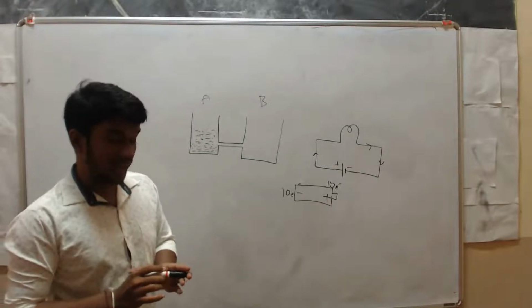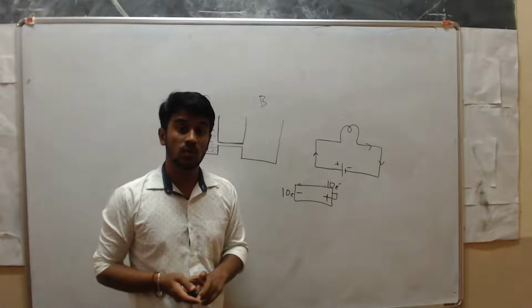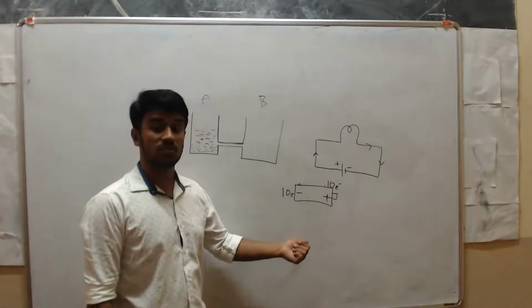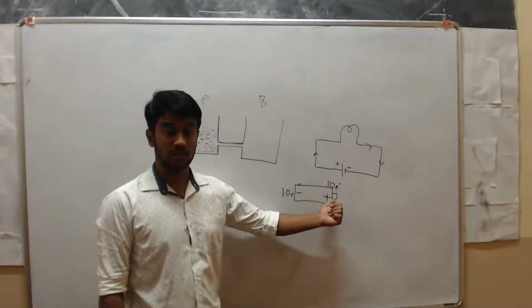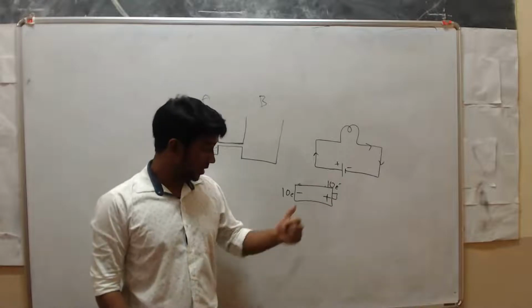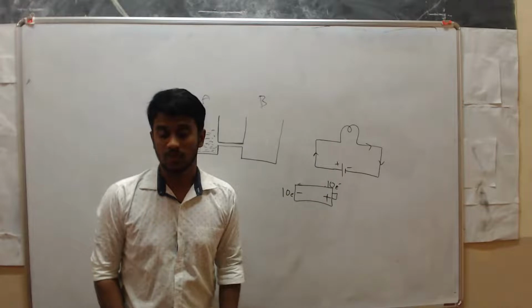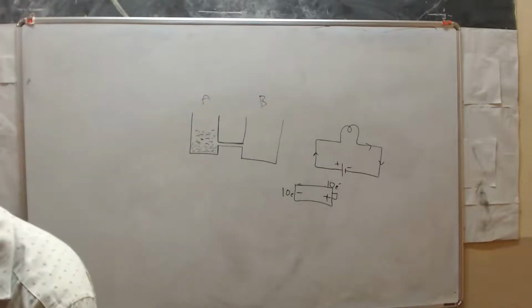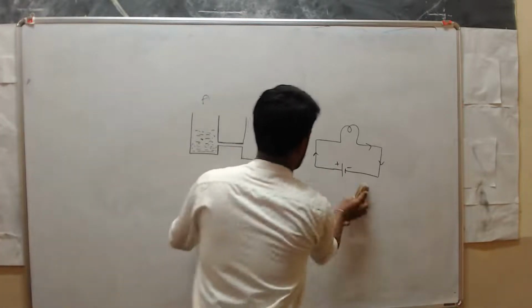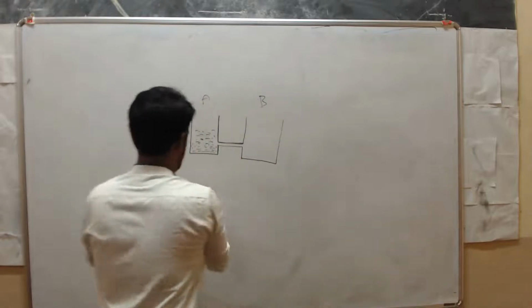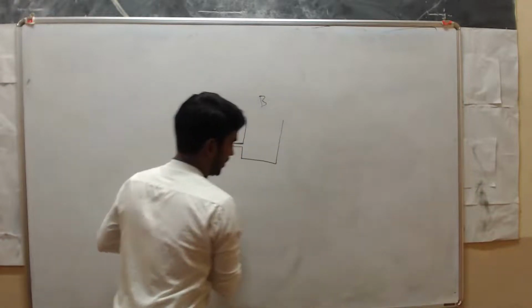So in a wire, electrons will move only if there is a potential difference between these two terminals, then electrons will move from one terminal to another terminal. So this is electric potential. Then what is the electric potential difference?